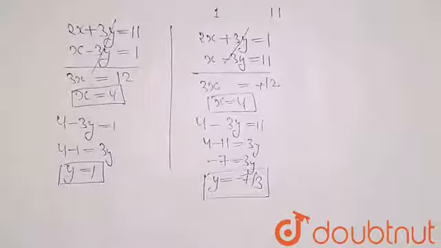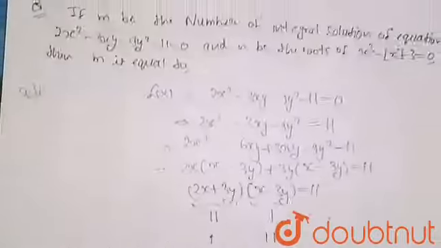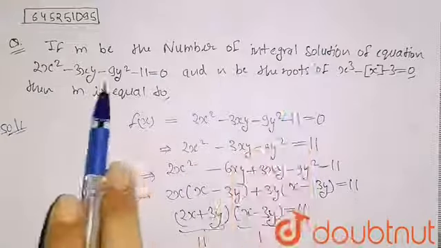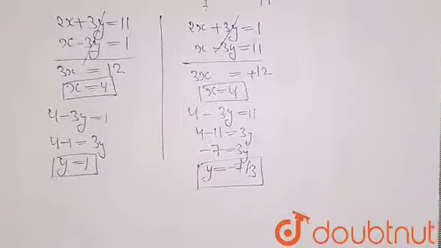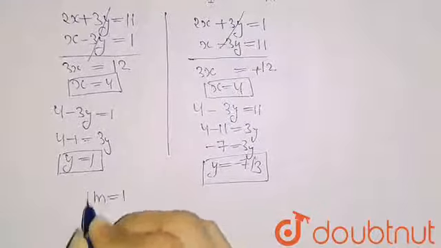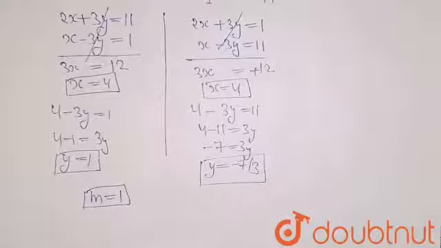So my one root of m will be what? In this question it is given that m is the number of integral solutions of this equation. So we are getting two solutions. One is x equals 4, and one is y equals 1. So here I am taking m equals 1. The lowest solution I am taking, m equals 1.